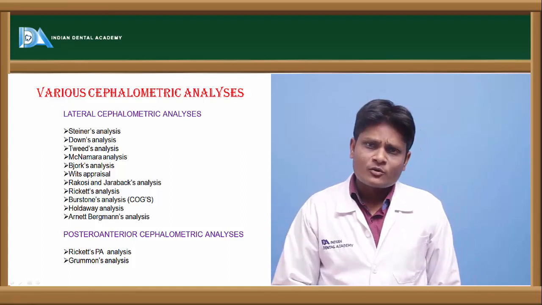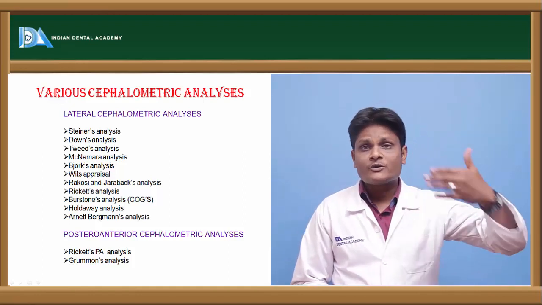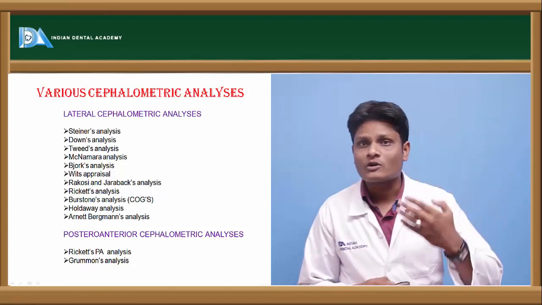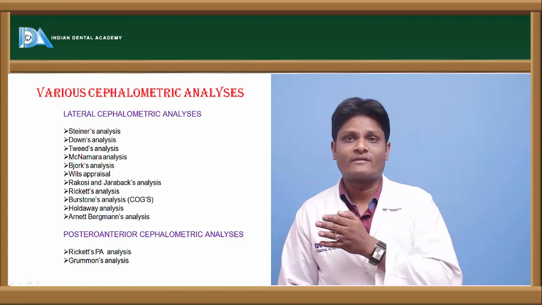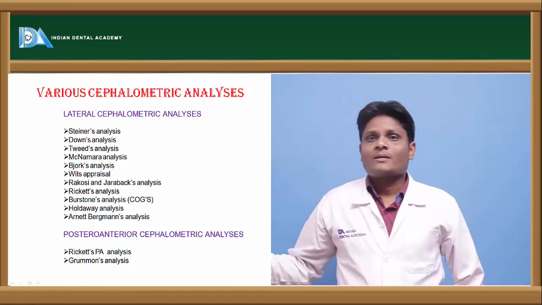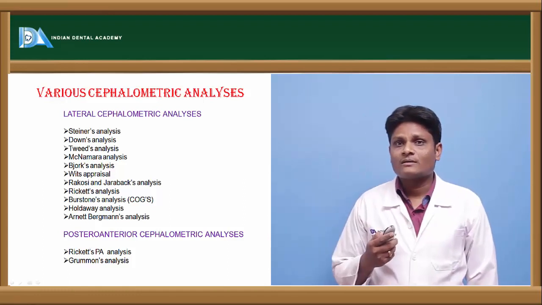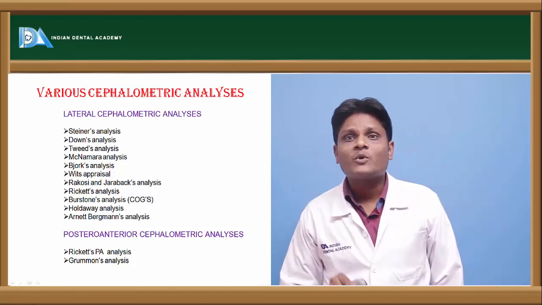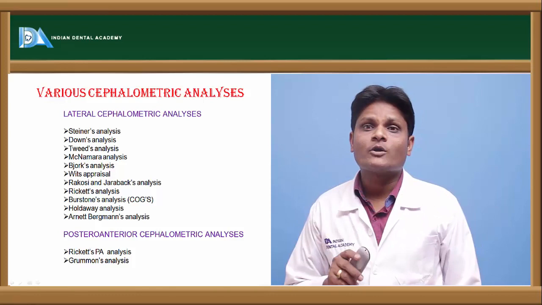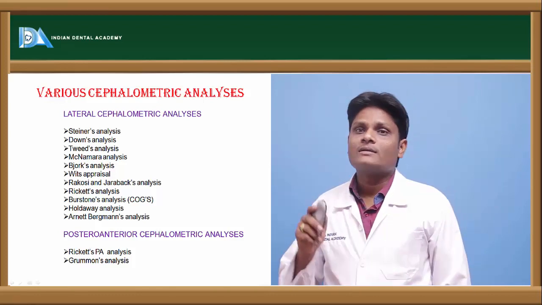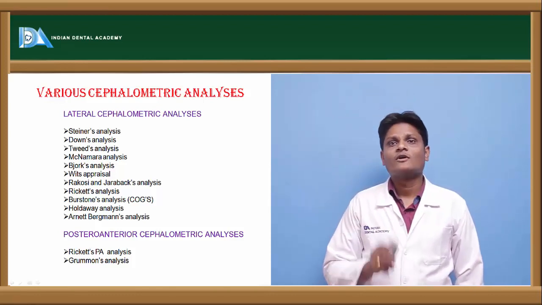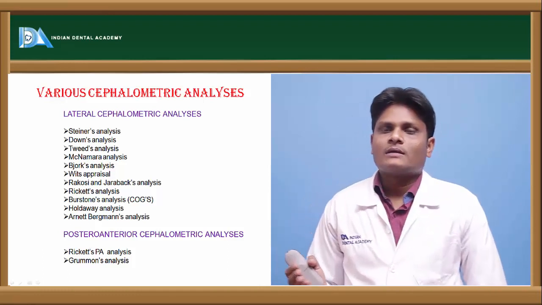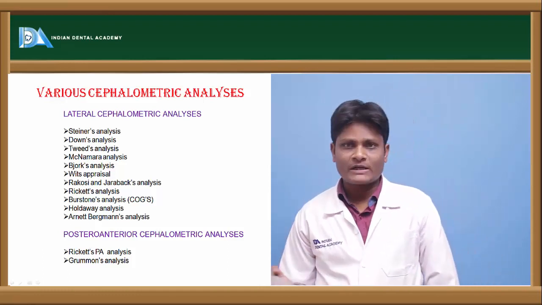Apart from lateral cephalometric analysis, as I already told you, we also have another kind of cephalogram called the frontal cephalogram to assess facial asymmetry. To name some, Ricketts PA analysis or Ricketts posterior anterior analysis and Grummons analysis are the important analyses that we carry out on frontal cephalogram to assess any kind of facial asymmetry. So these are different analyses proposed by different authors.